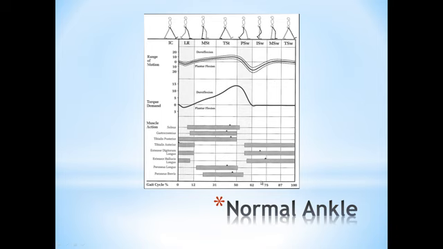And then really the primary ankle muscles active through the swing phase become our pretibials again: tibialis anterior, extensor digitorum longus, extensor hallucis longus, to actively dorsiflex, clear the toes, and prepare the foot again for initial contact.